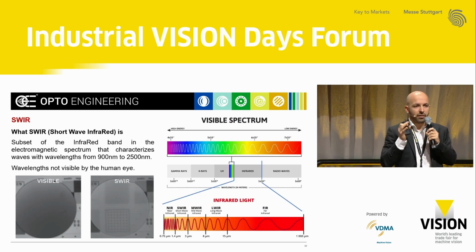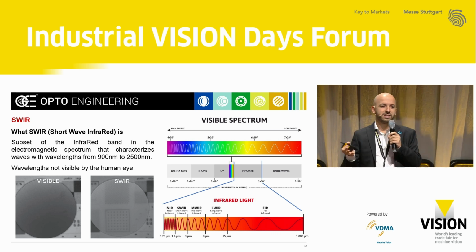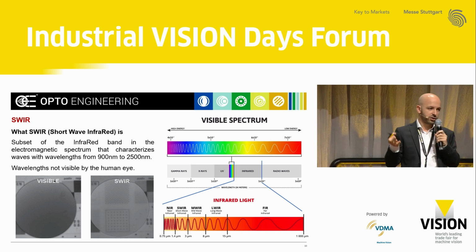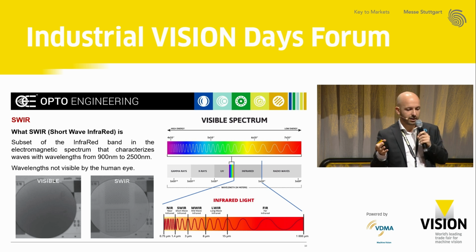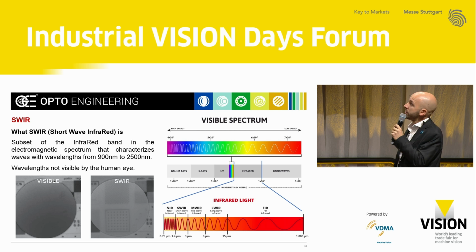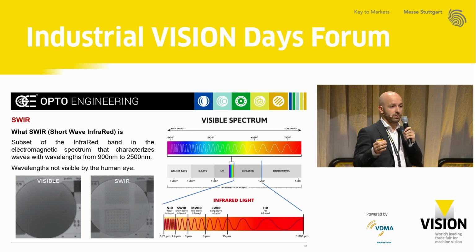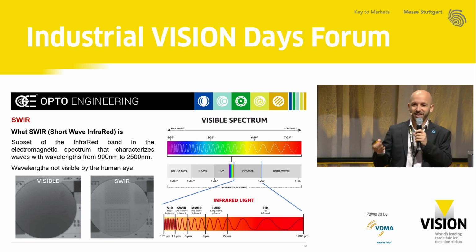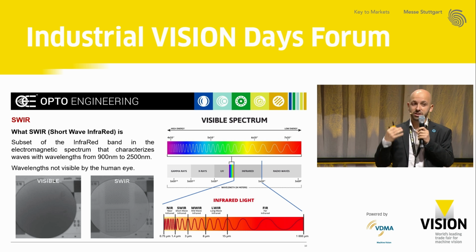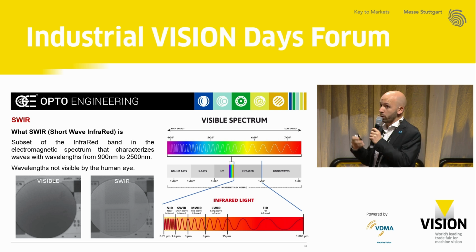Now we talk about SWIR. SWIR is the acronym of shortwave infrared, which is a subset of the infrared band in the electromagnetic spectrum that has wavelengths between 900 nanometers and 2,500 nanometers. All these wavelengths are not visible to the human eye, but they are very interesting because they can give us some important aspects of the object we want to see.